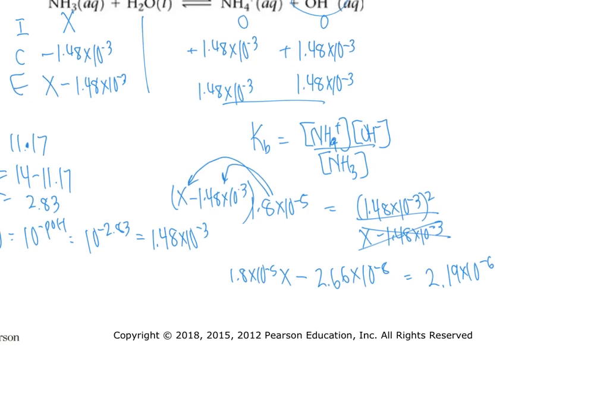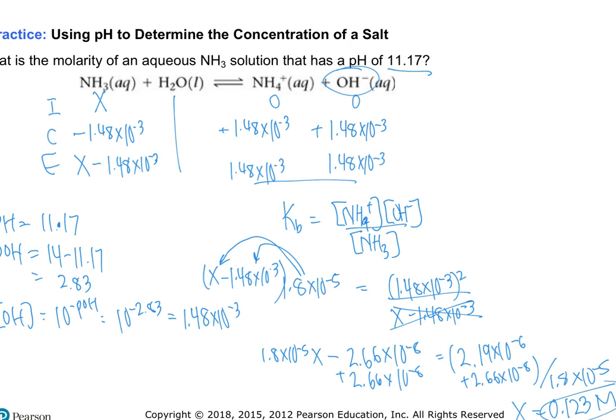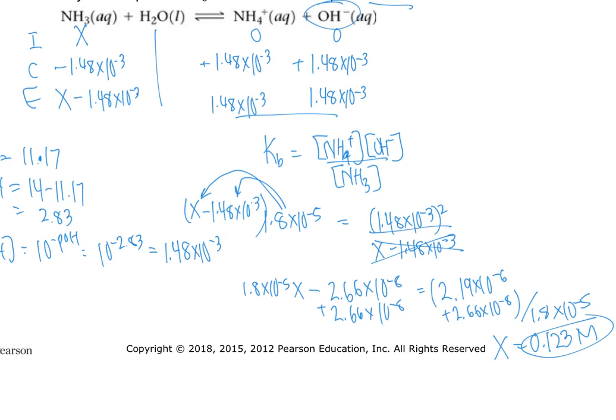Okay, so now we'll move this over. We'll add 2.66 times 10 to the negative 8 to both sides. And then we'll divide that whole thing by 1.8 times 10 to the negative fifth. We'll get x equals 0.123 molar is what I started out with up here. Okay, so those are a couple different ways that we could approach ICE tables in general, but in this case specifically referring to weak bases.